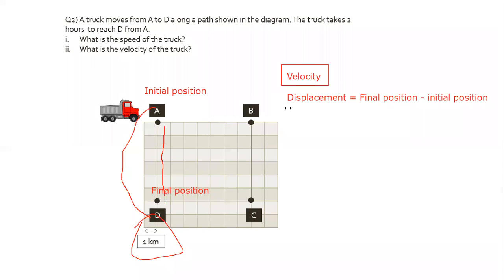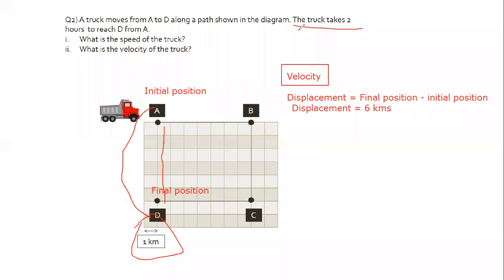So we will write displacement is equal to 6 kilometers. Now what is the next thing that we are going to find? We are going to find the time. The time is the same. तो क्वेश्चन में दिया है टाइम ऑलरेडी, that the truck takes 2 hours to reach D from A.